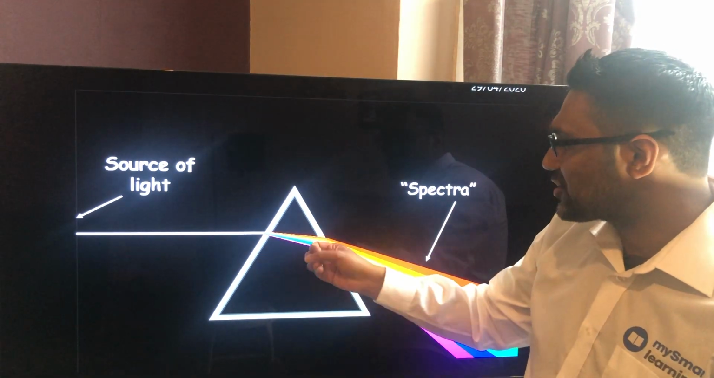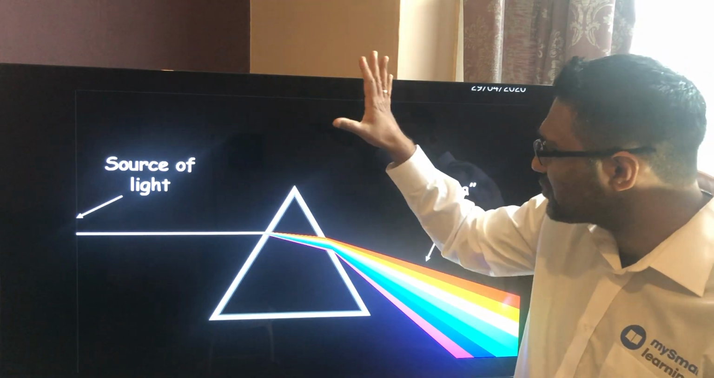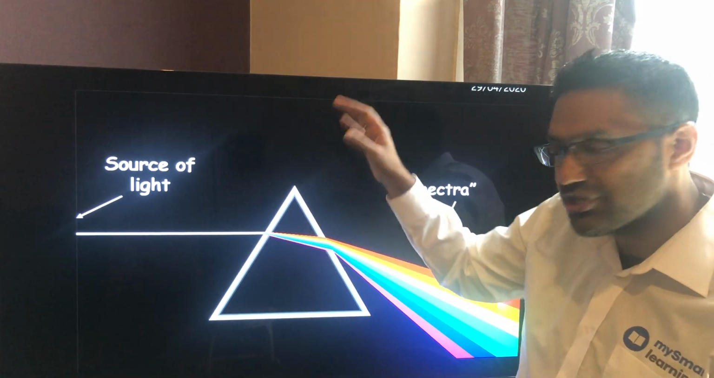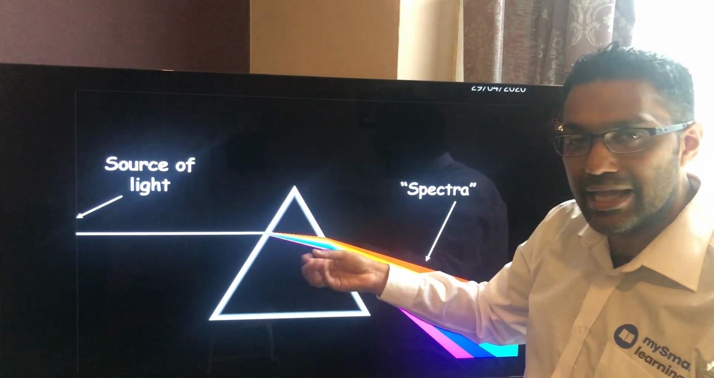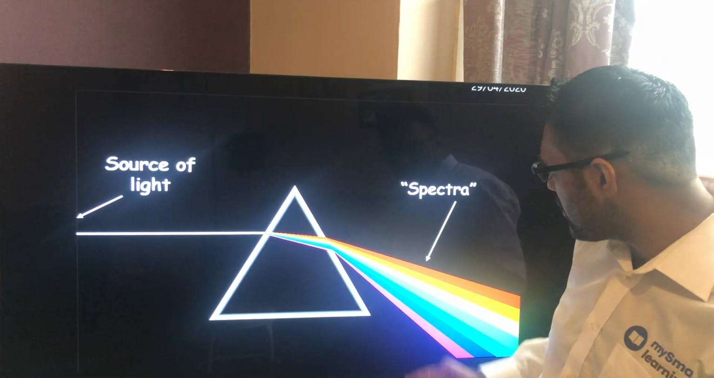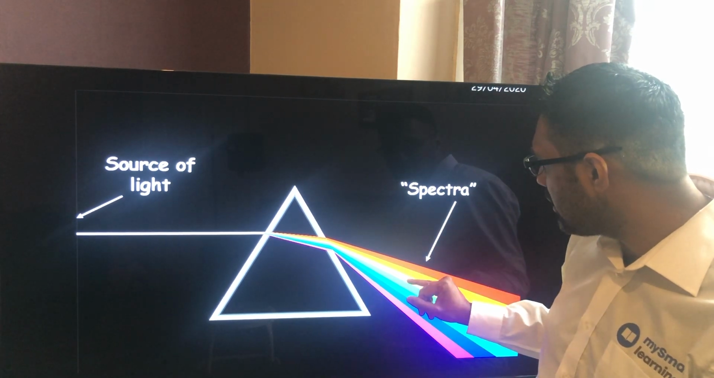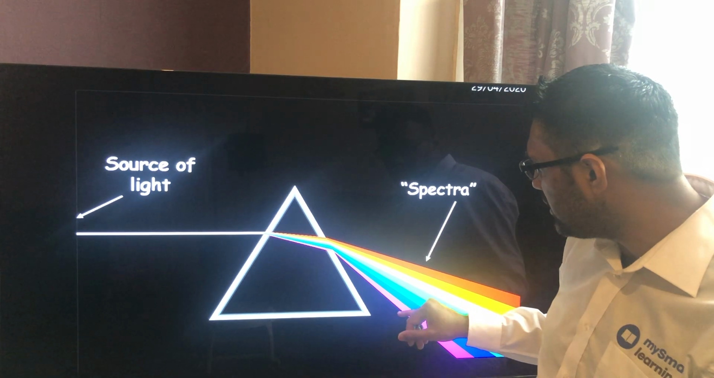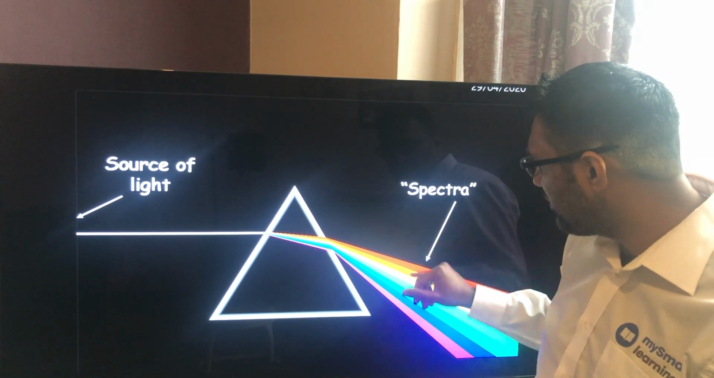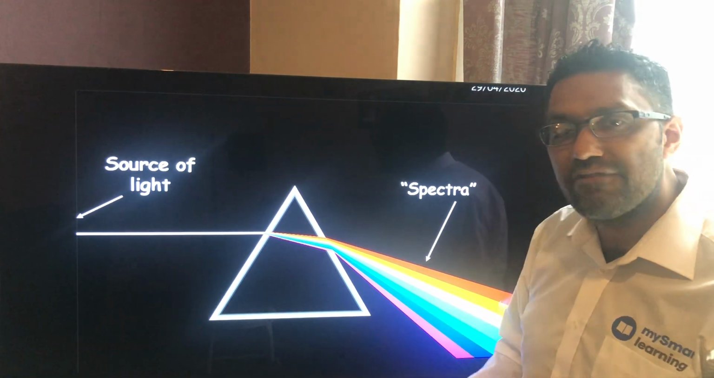So white light, if it goes through a glass prism, will split. And that's why we get rainbows, because if you imagine rain falling and light travelling through from the sun, it disperses the light. This is called dispersion. And what you'll see is the 7 colours of the rainbow. Richard of York gave battle in vain. Red, orange, yellow, green, blue, indigo, violet. Roy G. Biv.